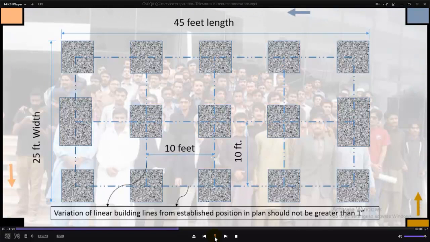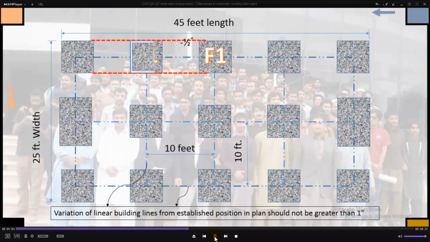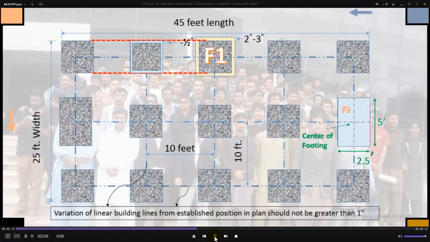Now coming to the tolerances for footing sizes. ACI states that variation in dimensions in the footing plan is equal to -1/2 inch to +2 inches. In this plan, the red dotted line shows that these three footings have the same dimensions and are aligned with each other. So according to ACI, we can reduce the size of a footing up to half an inch or can increase the size from 2 inches to 3 inches as shown. Similarly, on the right side you can see that the center of footing F2 coincides with the center line of other footings in both directions.